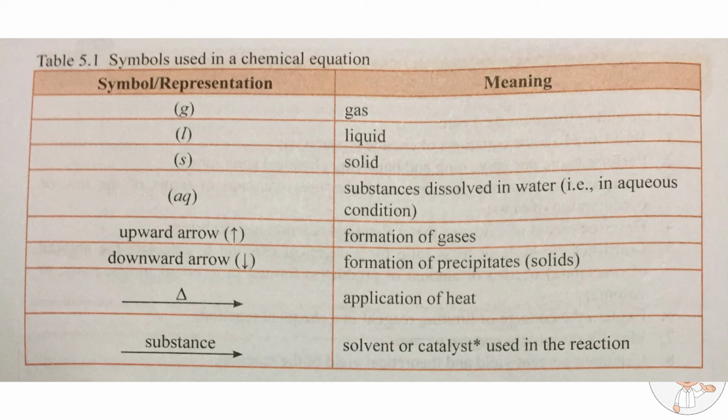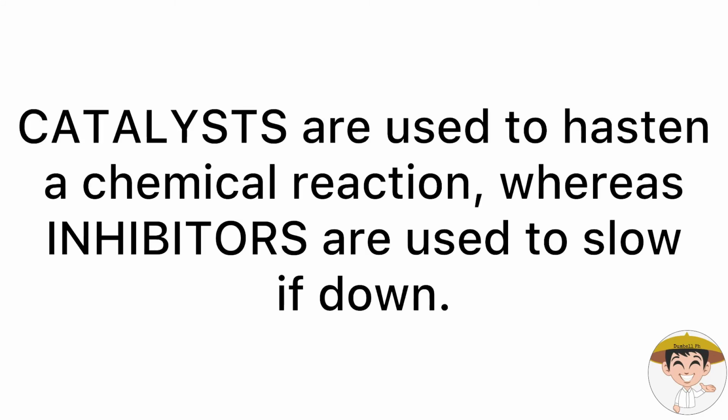And the last one means a catalyst is used in the reaction. The name of the catalyst may be specified. Okay? Take note that catalysts are used to hasten a chemical reaction, whereas inhibitors are used to slow it down. So take note, the opposite of a catalyst is an inhibitor.